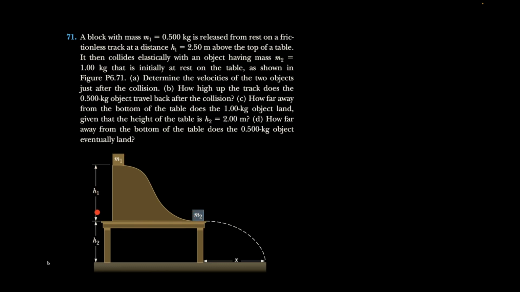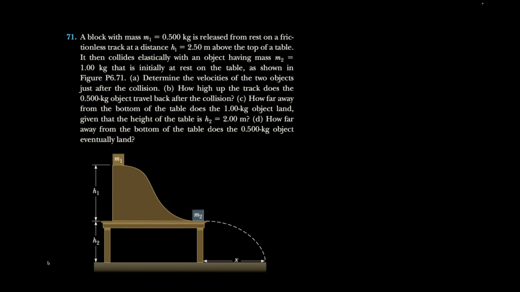M1, having fallen through H1, will have kinetic energy to collide with this one, and it will collide elastically. Because the collision is elastic, this one is going to start falling down, that one is going to bounce back up, and then fall down. And since this surface is frictionless, no energy is lost. It's elastic, so energy is the same as it was before the collision.